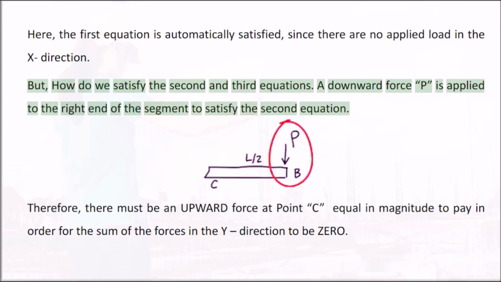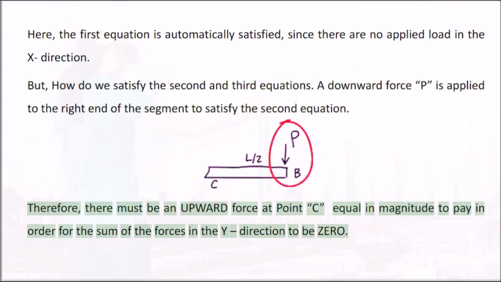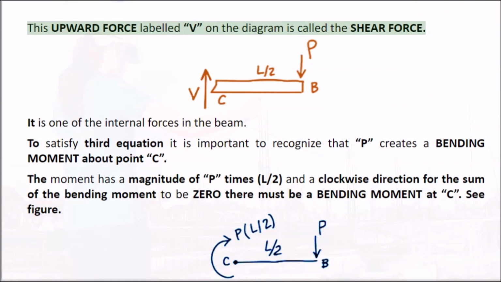A downward force P is applied to the right end of the segment to satisfy the second equation. Therefore, there must be an upward force at point C equal in magnitude to P in order for the sum of the forces in the y direction to be 0. This upward force labeled V on the diagram is called the shear force. It is one of the internal forces in the beam.